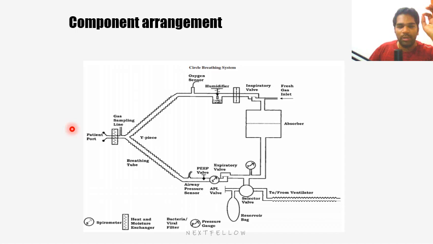This is for gas monitoring, for end tidal carbon dioxide monitoring and volatile anesthetic gas monitoring. Then from the patient, the expiratory limb comes and we have airway pressure sensors. We need to know what pressure is inside the airway because we don't want the patient to experience barotrauma. So we need to ventilate at a normal pressure, less than 30. Then we have the APL valve, the expiratory valve. This goes to the absorber, and we also have a reservoir bag here.